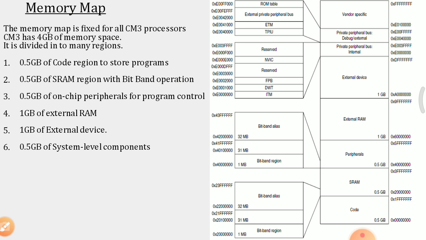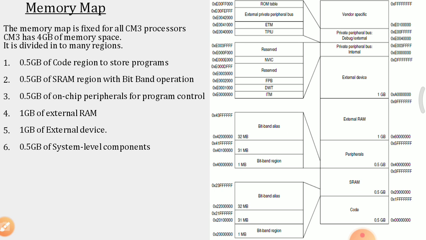So here the total 4 GB of memory is fixed for all Cortex M3 processors, mainly the private peripheral bus. It is almost fixed because the components involved in this private peripheral memory are normally used for other devices also. That is why it is a fixed memory space.